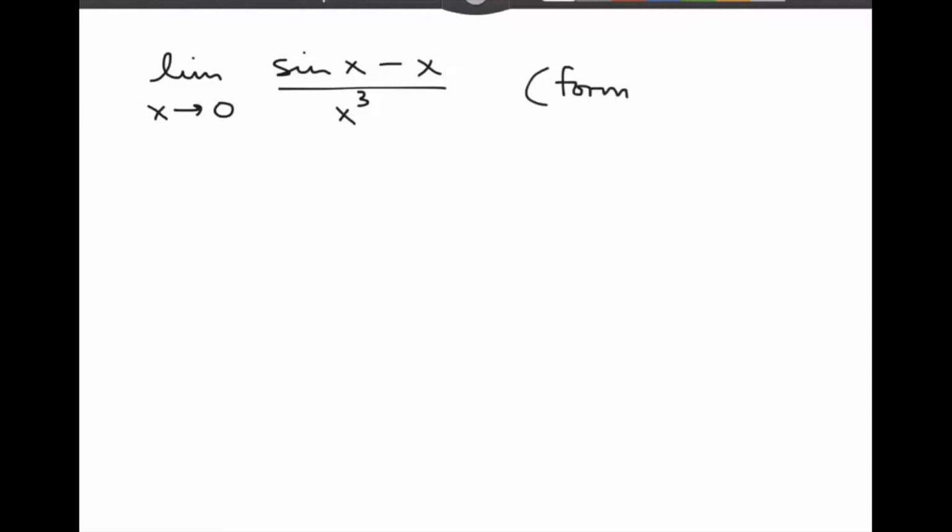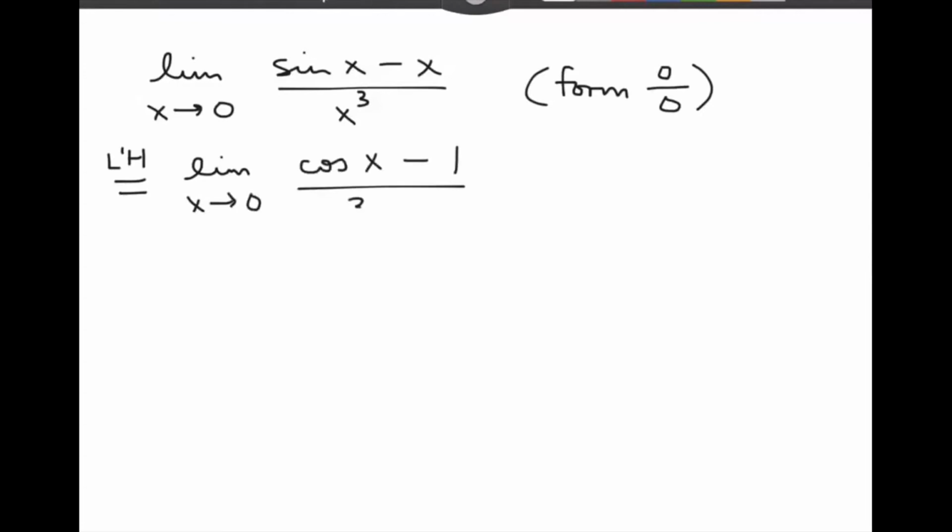But if you plugged in 0 and you got 4 divided by 2, then the answer would be 4 divided by 2. You would not use L'Hopital's rule. All right, but now I am going to use L'Hopital's rule because this is of the form 0 over 0. Okay, so taking the derivative of the top, I get cosine x subtract 1. And the bottom, I get 3x squared. And now I try again.